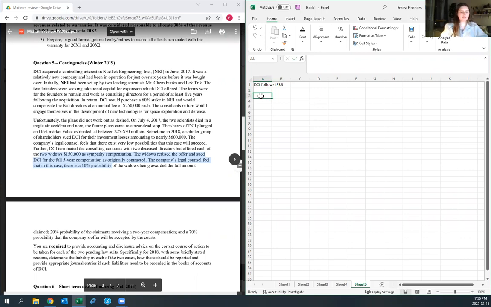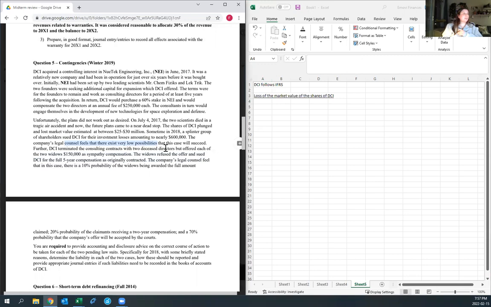So for the first lawsuit, for the loss of the market value of the shares of DCI, what's going to happen here? First of all, what you have to look at is what does their legal counsel think about this lawsuit? Do they think that they have a 50% chance of paying the amount to the shareholders? In this case, they said that the company's legal counsel feels that there exists very low possibilities that this case will succeed. So that says, okay, very low possibilities is very much less than 50%. So no transaction is going to be reported.